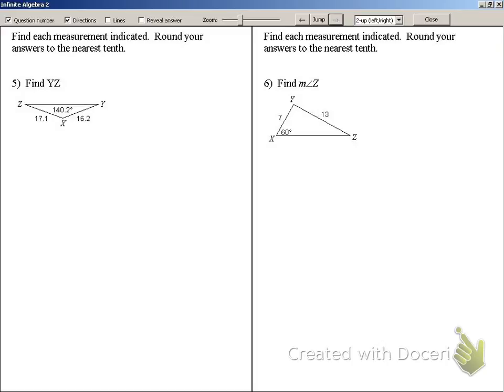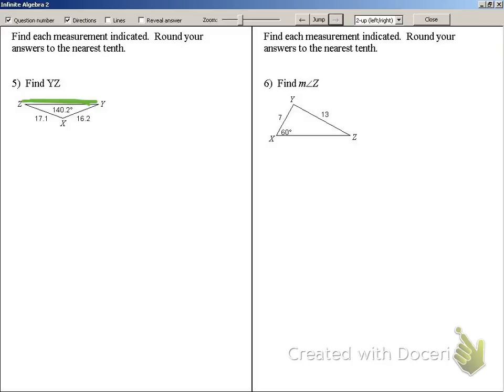In order to solve a triangle that is not right, we either have to use the law of sines or law of cosines. That's what we have to do here. So for number 5, we are finding YZ. We are looking for this segment length right here. Now, angle X is 140.2, ZY is 17.1 and YX is 16.2.